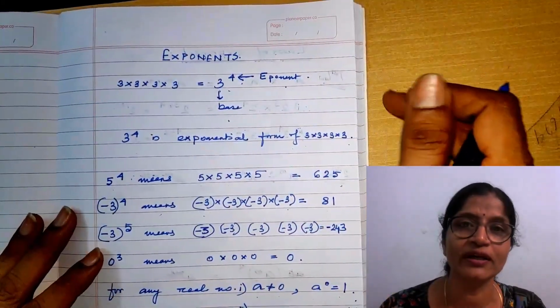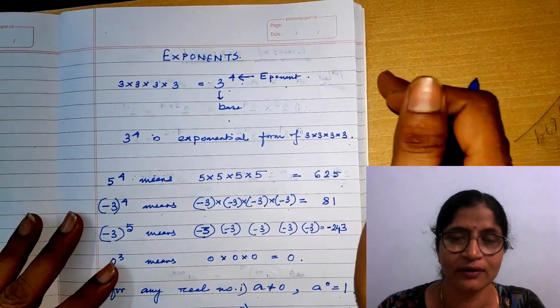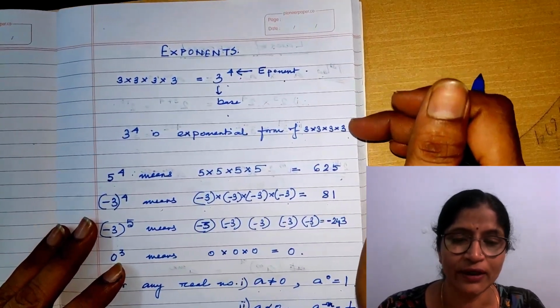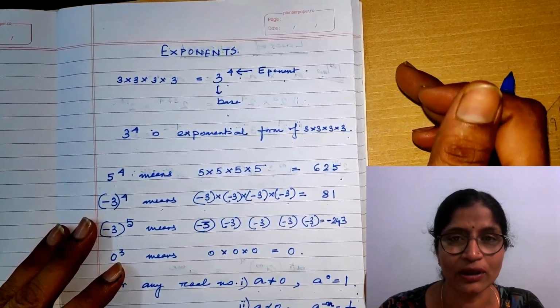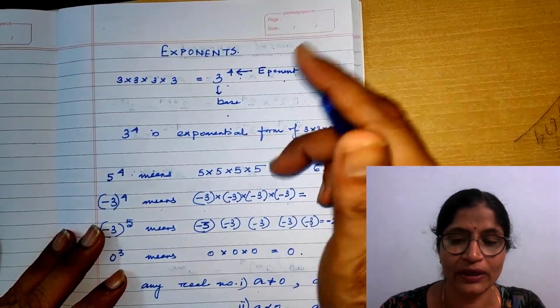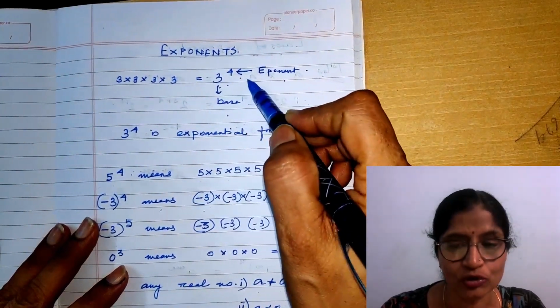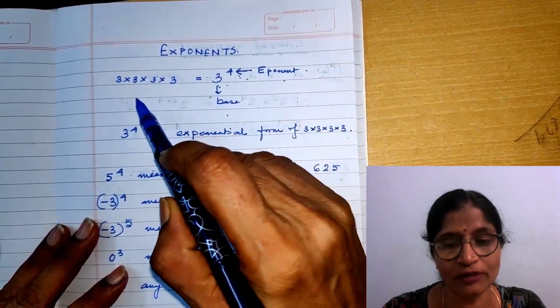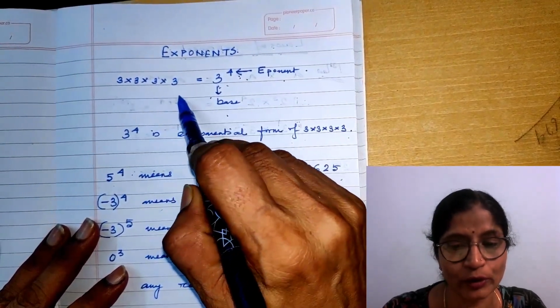Today we will do exponents. I think you are familiar with exponents. For example, 3 into 3 into 3 into 3. How will we write it? We write it as 3 to the power 4. So 3 to the power 4 is the exponential form of 3 multiplied 4 times.